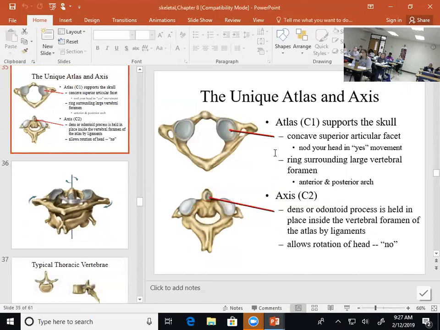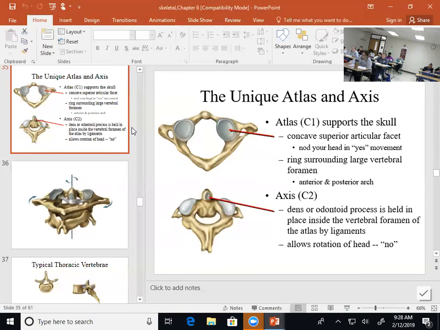The atlas and the axis are the names of C1 and C2. The atlas is C1. It's holding your world. If you look at this atlas here, you'll see these fossae that are going to be where the condyles of the occipital bone sit, and this allows you to make this movement here. So this atlas truly is holding your what? In mythology, what did Atlas hold up? The world, right? And is this bone holding up your world, your head? It really is.